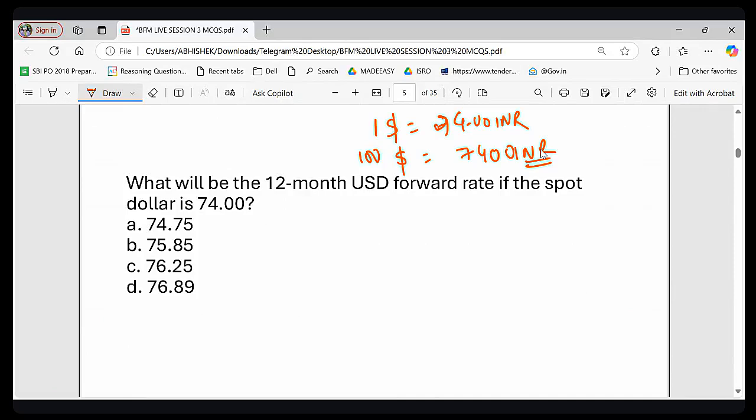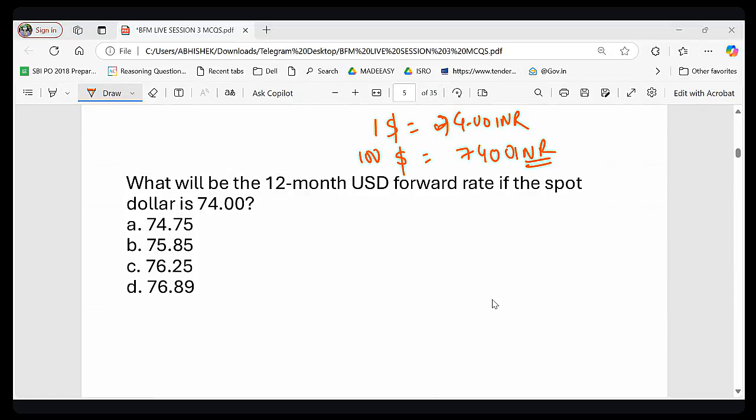So what does this step mean? Why do we multiply the spot rate by 100? Can you tell me why we are multiplying it by 100? Please type in the chat. Let me make it clear: this step ensures that we are working with a round number, making the calculation simpler. There is nothing more to it, we are just making our calculation simple. That is why we are multiplying both sides by 100.